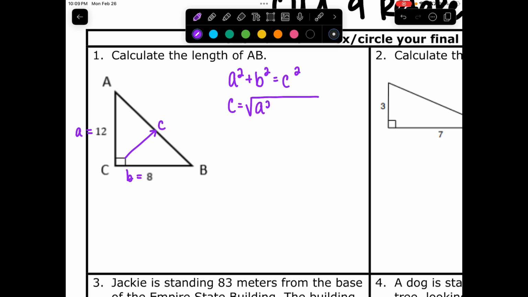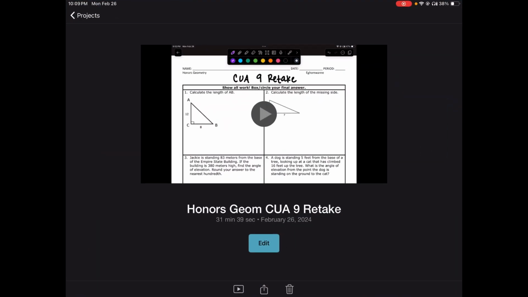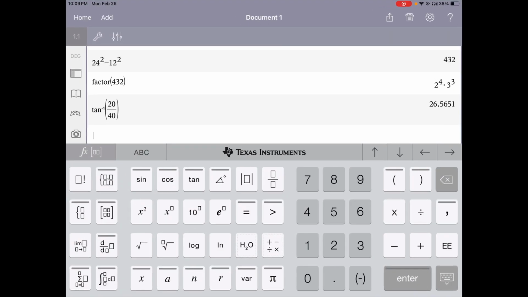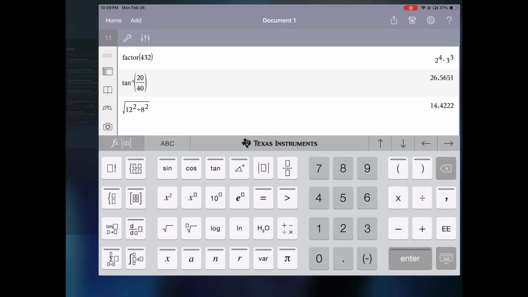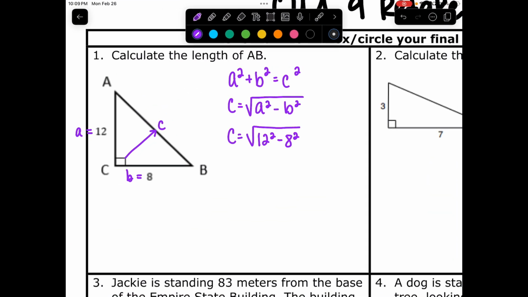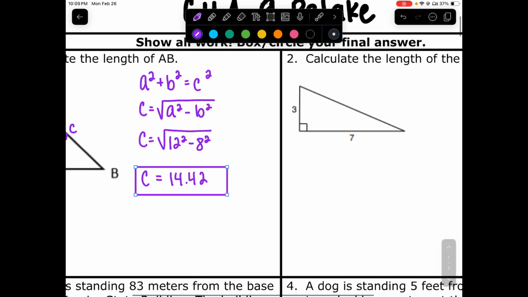So that would be A squared minus B squared. We already know both of those numbers, so let's just go ahead and plug them in. A is 12 squared, and then B squared will be 8 squared. Then let's plug it into our calculator. That'll be 14.4, and I'll just put that to the hundreds place instead of the tenths place. Go ahead and try number 2.